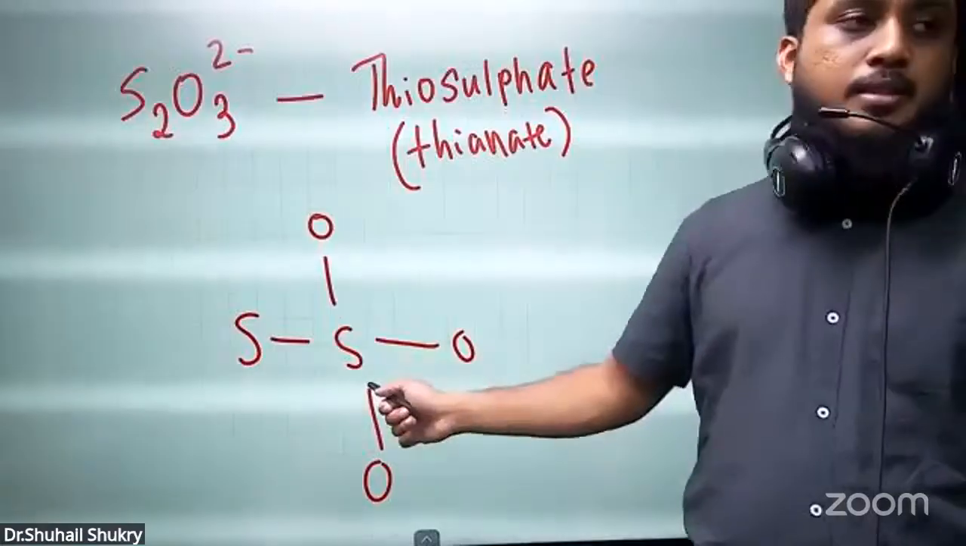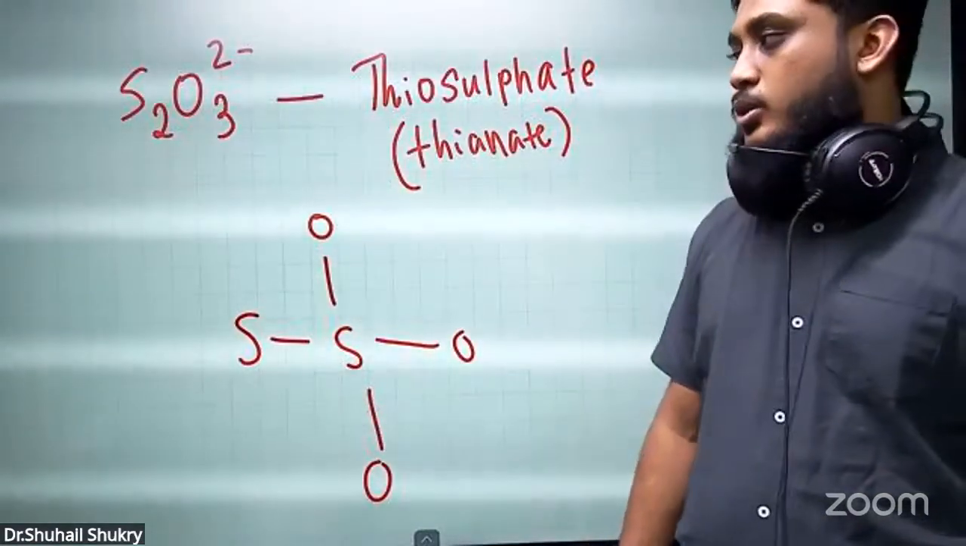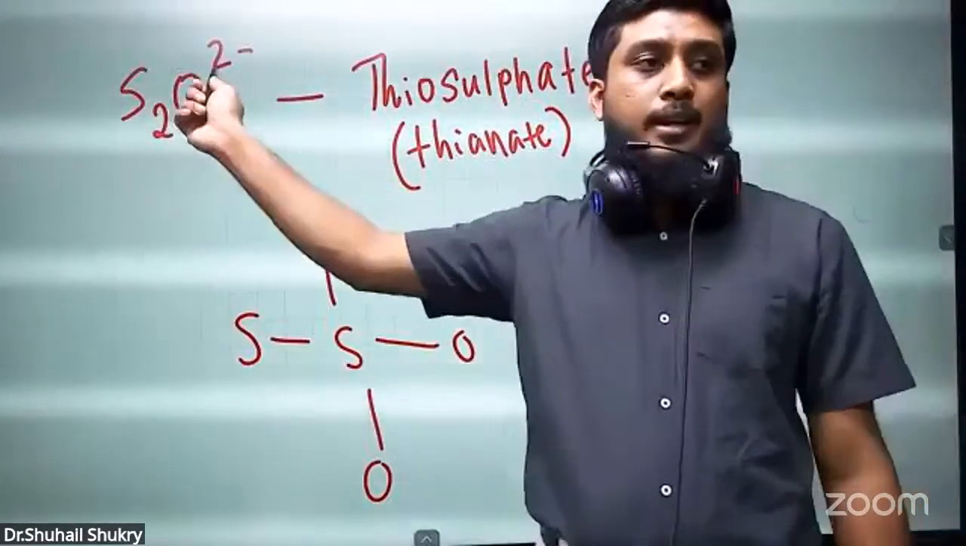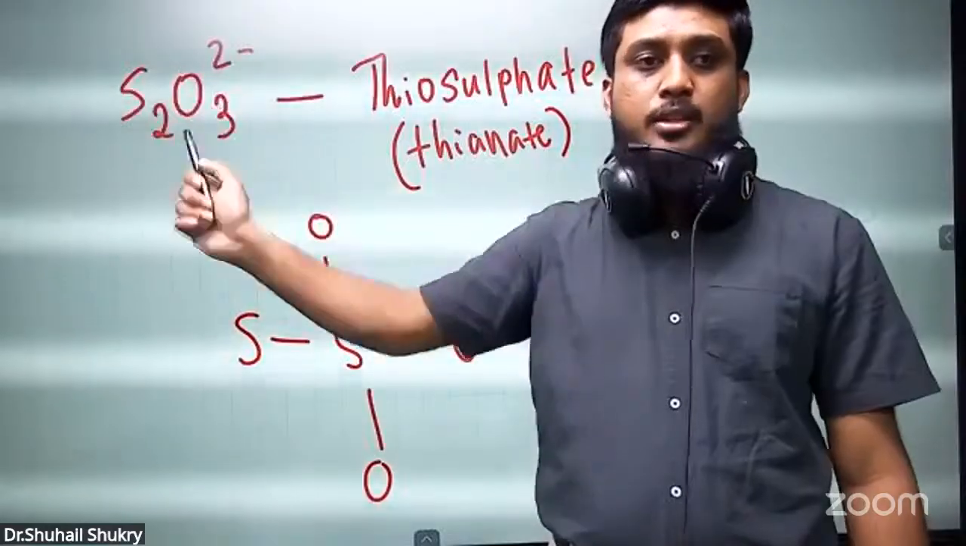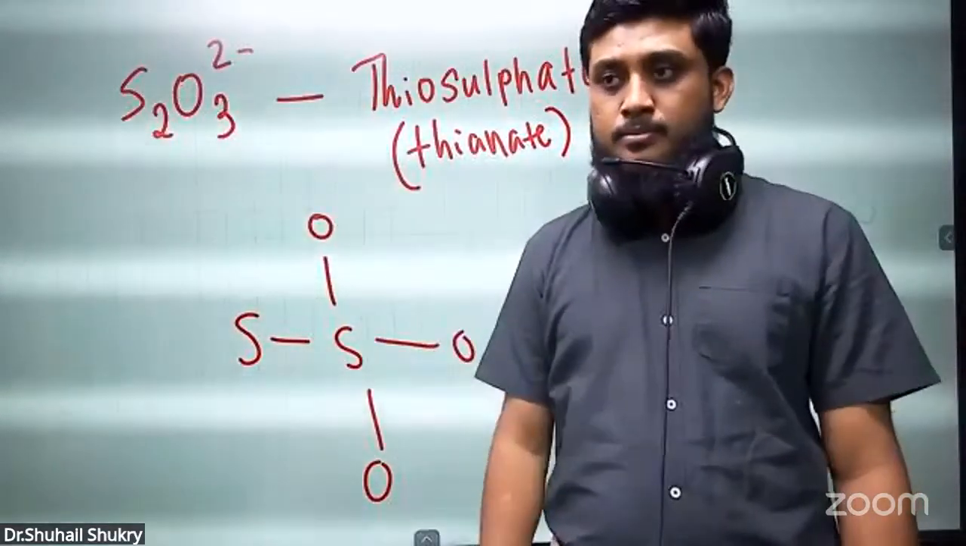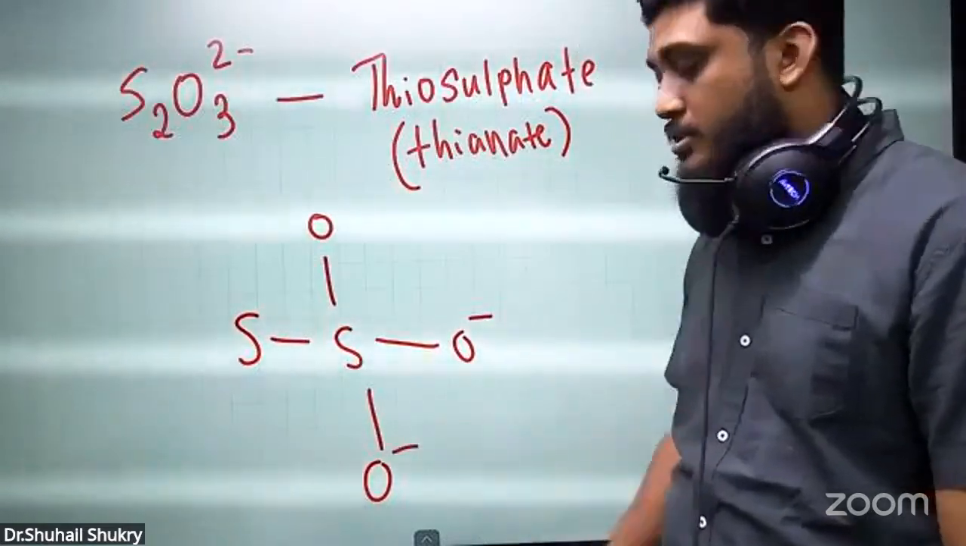Now this sulfur is the central atom. This sulfur is the central atom. Then I have told you, now this is an oxyanion. And I told you in oxyanions, the minus charges will fall on which atom? Oxygen atom. Then I have to put 2 minus on 2 oxygens.